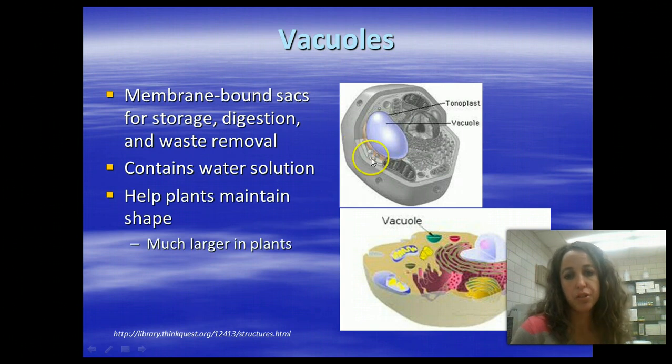So in addition to the cell wall giving structure and support, so does the vacuole. So it's much, much larger, although both plants and animals have it. It's much larger in plant cells, so you might want to make a note of that.